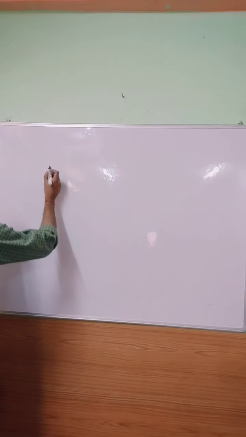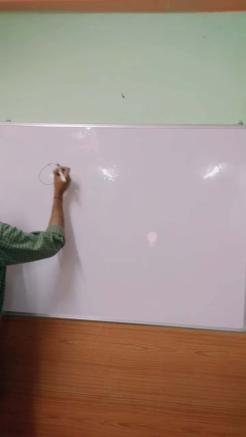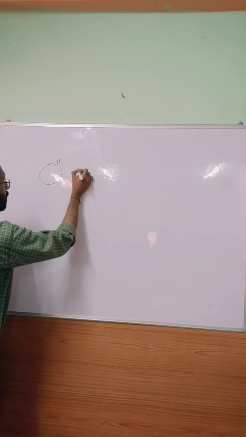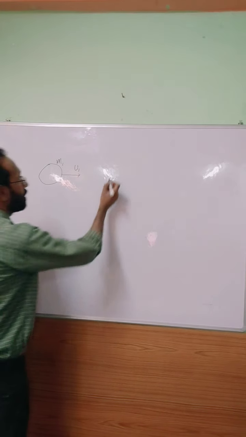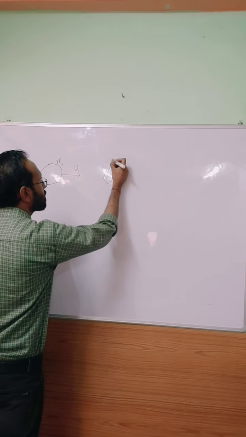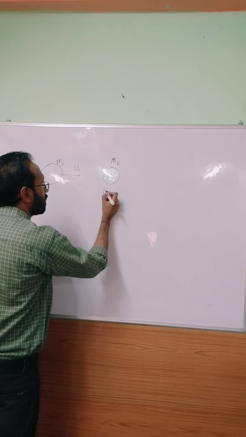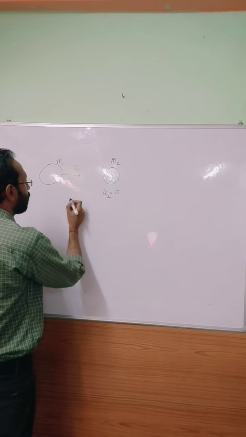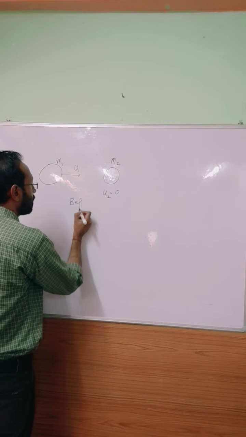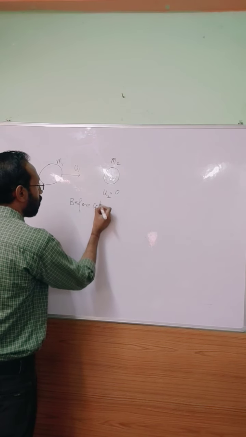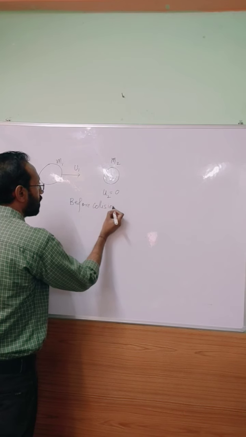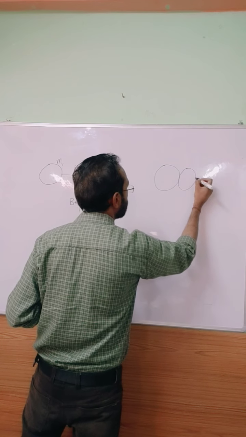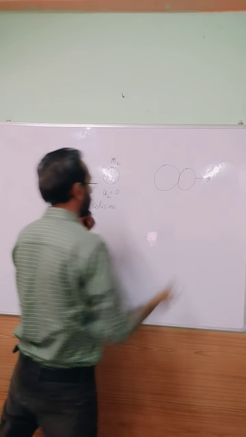Consider a body having mass m1 and moving with velocity u1, and there is another mass m2, and this object is at rest. This is before collision, and after collision both move with the same velocity.